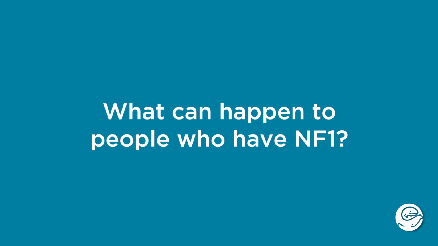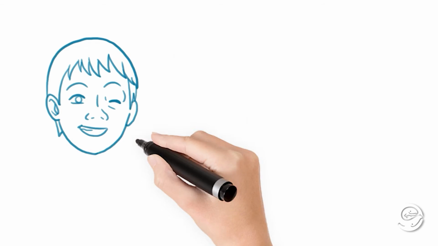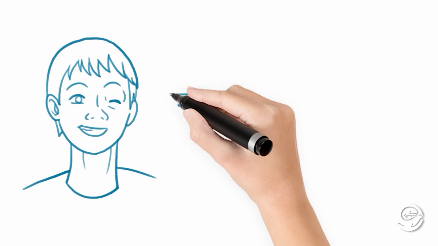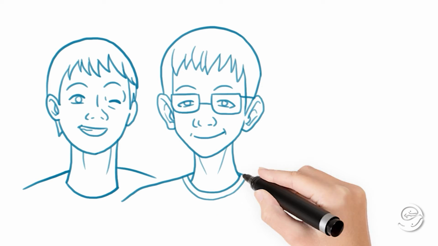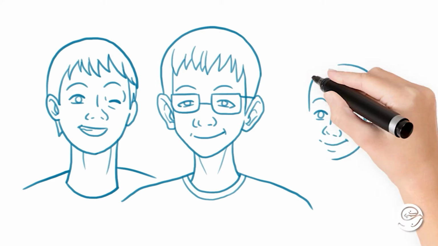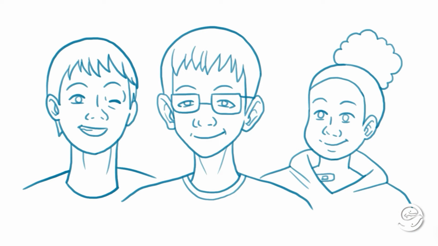What can happen to people who have NF1? The symptoms caused by NF1 are very different from person to person. NF1 can affect many parts of the body. Some symptoms of NF1 are easy to see on the outside of your body, and some of them are harder to see because they are inside your body. You may have some or all of these. Let's talk about body parts that may be affected by NF1.